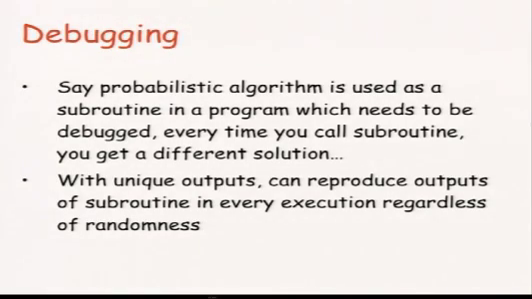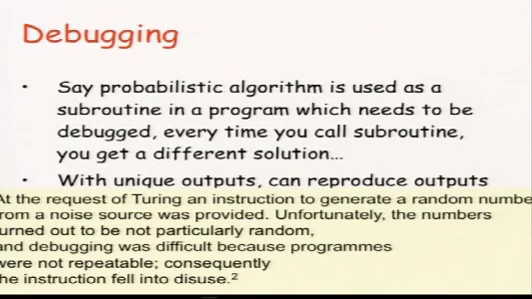Now, interestingly, in my searches this morning in the Alan Turing papers, I found this quote. Alan Turing in Manchester was working on a project of building a computer called Mark I. And here's someone writing in their memoirs about this project. They say, at the request of Turing, an instruction to generate random numbers from a noise source was provided in the computer. Unfortunately, the numbers turned out to be not particularly random, so they didn't have a good pseudo-random number generator. And debugging was difficult because programs were not repeatable. See, exactly what I'm saying. Because every time they ran this random number generator, they got a different answer, and therefore they couldn't debug the programs.